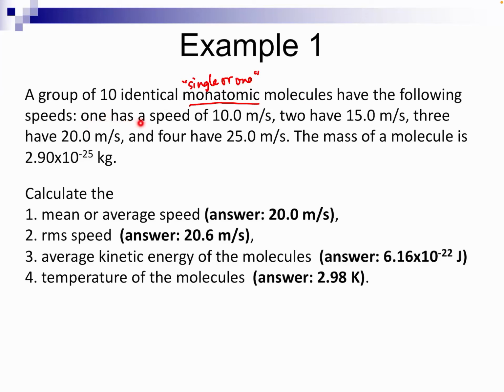One molecule has a speed of 10 meters per second. 2 molecules have a speed of 15 meters per second. 3 have a speed of 20 meters per second, and 4 have a speed of 25 meters per second, for a total of 10 molecules overall. And we're given the mass of each molecule. Okay, calculate the mean or average speed.